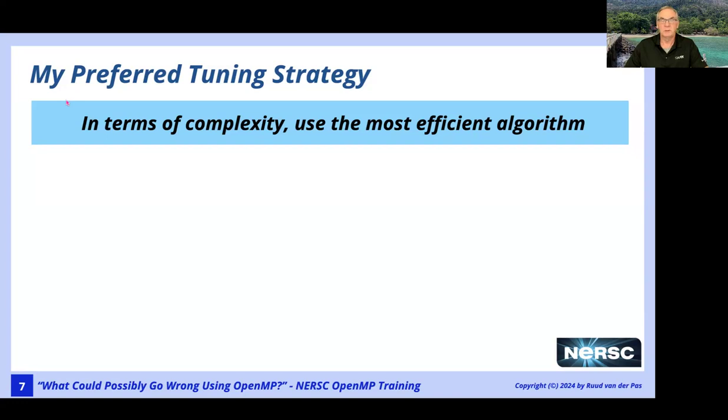Start with the most efficient algorithm, even if it has some non-parallel parts where you have to go sequential. That's usually a win. If you have an algorithm that's order n cubed instead of n log n, the n log n is going to win very, very quickly. So think about that before you start. Think about what algorithm you want to use. And again, don't be blinded by blazing scalability only, because there's more to it than just that.